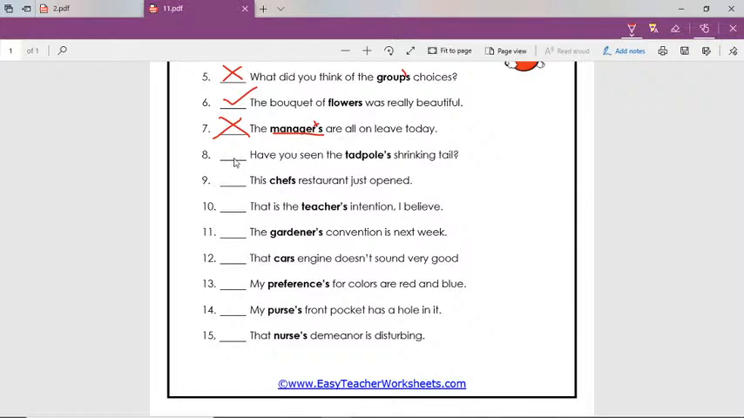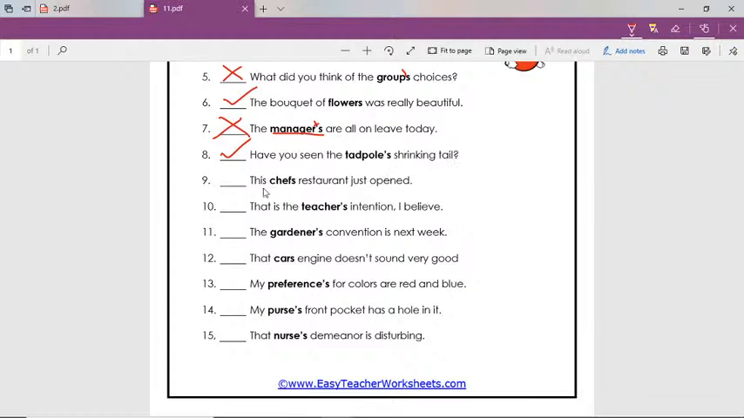Question 8. Have you seen the tadpole's shrinking tail? That's correct, because after the bold highlighted word, you've got another noun. So the shrinking tail does actually belong to the tadpole. Singular tadpole, apostrophe S. The tadpole's shrinking tail, the shrinking tail belongs to the tadpole.